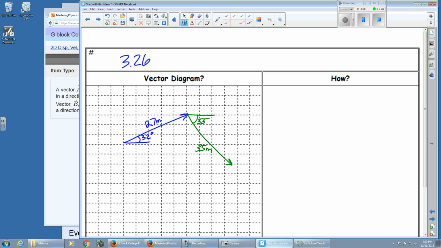All right. So notice I arranged them tail to tip, or head to tail, however you want to think about it. And now I want to figure out the resultant of adding those two together, this vector in red. Now, the problem is that's not a right triangle, right? I'm going to make it into a right triangle.